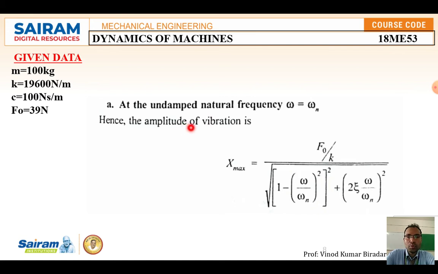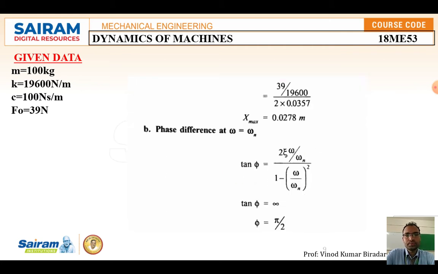So hence the amplitude of the vibration is given by the maximum amplitude X, which is equal to F naught by k, that is the harmonic force, whole divided by square root of (1 minus (omega by omega n) whole square) whole square plus (2 zeta omega by omega n) whole square. Once you remember this formula, substitute all the values given. So you are going to get the maximum amplitude equal to 0.0278 meter.